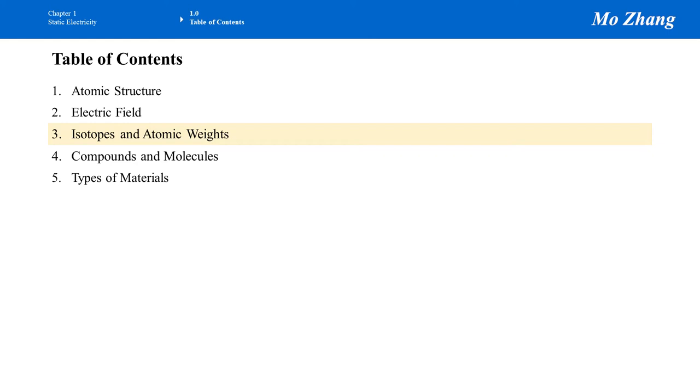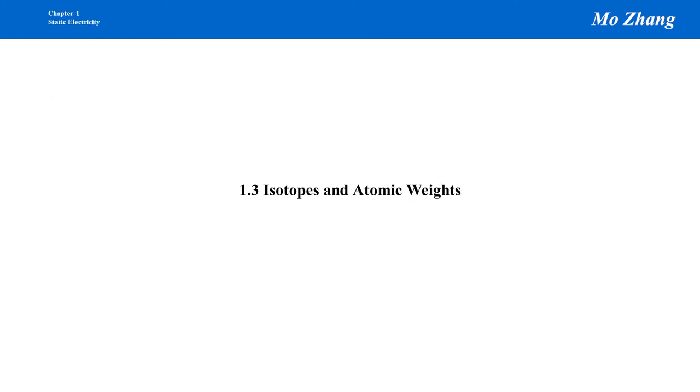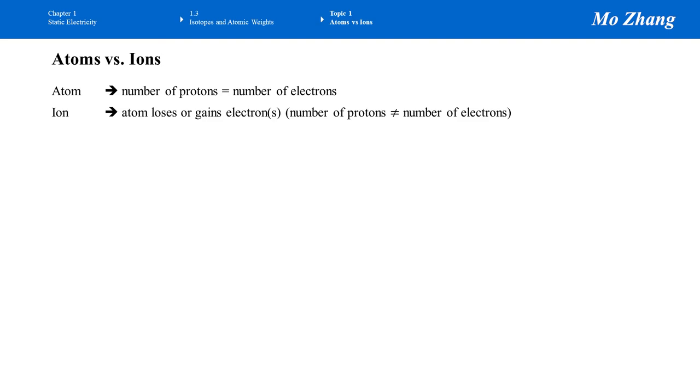Section 1.3 is about isotopes and atomic weights. Let's talk about atom. For an atom, the number of electrons must equal the number of protons.